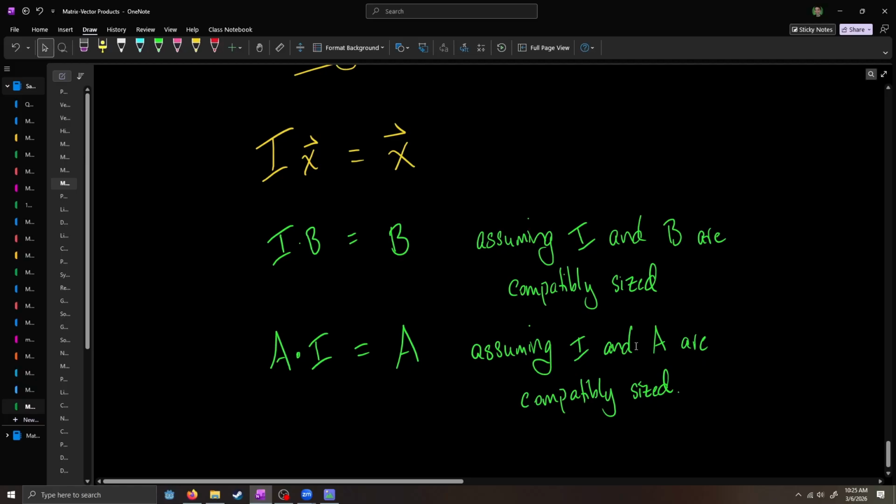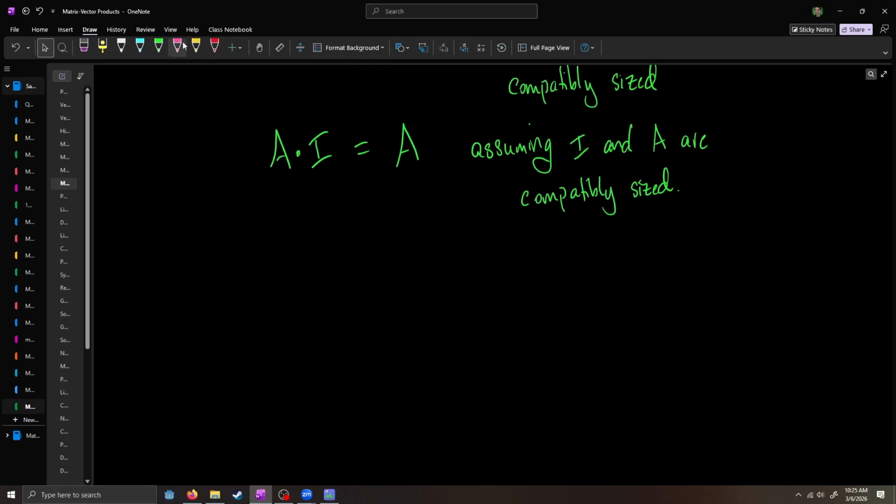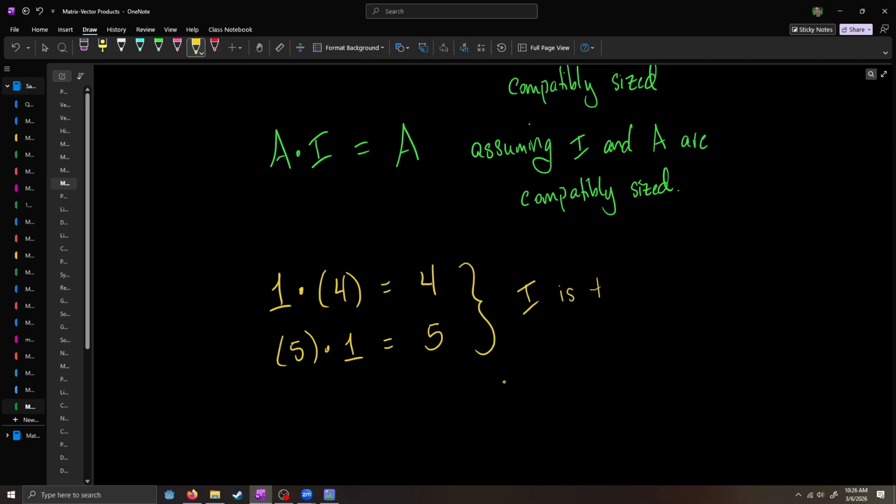So the identity matrix here is basically the matrix equivalent of the number 1 in scalar multiplication. Like if you have the number 1 times any other number, like 4, the result of that is 4. If you have a number 5 times 1, the result of that is 5. So I is the matrix equivalent of the number 1.